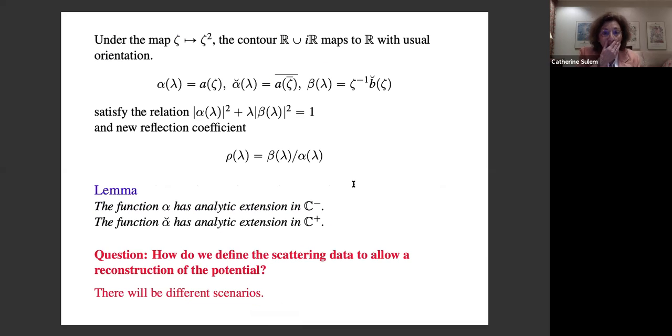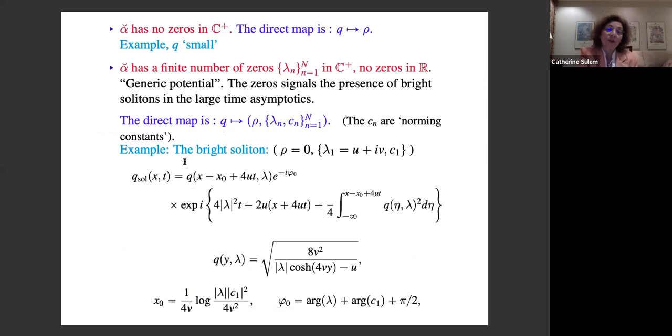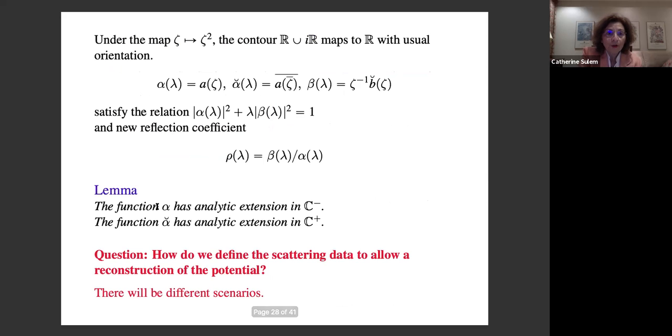Again, there is a reflection coefficient that is constructed from this transition matrix, and there will be different scenarios. First of all, this a(alpha) may have zeros. We see it from here, it's not forbidden. It may have zeros on the real line, and it has an analytic extension to the lower half plane, so it may have zeros in the lower half plane, and there will be different scenarios. So here, the first scenario: there are two functions, a and b, related by some symmetries.